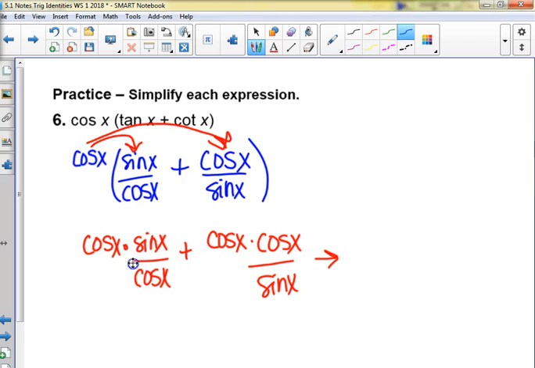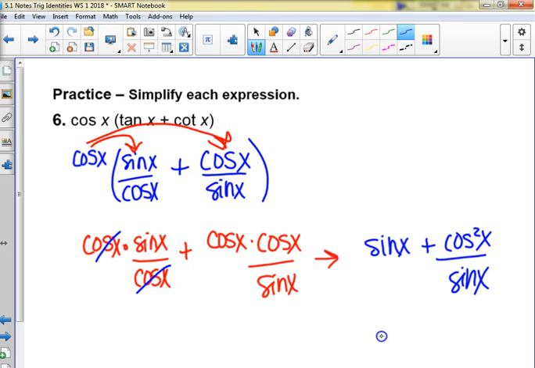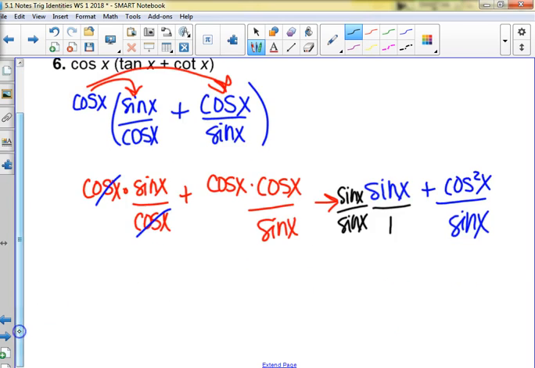Careful. Yeah, these can divide out, right? So I just have a sine x. And over here, what do I get? Cosine squared over sine. Was that a great idea? Maybe, but what do I still have to do? Probably. To be able to add, this one is currently over 1, yes? So I need to multiply by sine x over sine x so that they'll have a common denominator. What will that become?